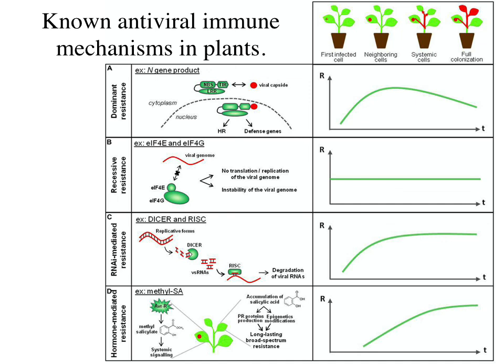With C, we see RNA interference. Remember, we talked about that earlier. And RNA interference targets viral nucleic acids. Once set up, after a few days, the effectiveness of this defense mechanism increases and spreads to the whole plant through a relay amplification process. And in D, we see hormone-mediated resistance against viral pathogens. This is represented here by the role of salicylic acid and methyl salicylate in systemic acquired resistance.